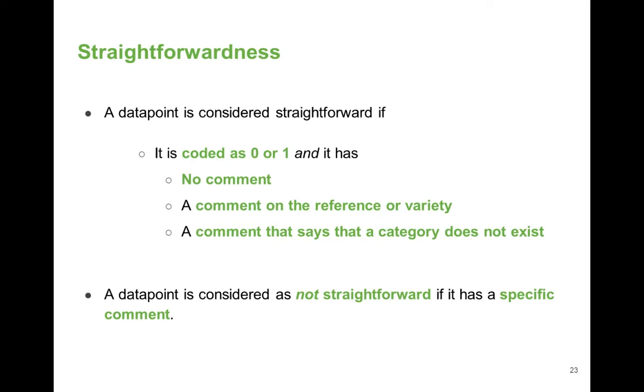To answer the first question, how straightforward the topic is to translate into typological values, we conceptualize straightforwardness as how comfortable a coder feels to code a feature based on the information in a grammar. More formally, we consider a data point straightforward if it is coded as a non-question mark and it has either no comment, a comment on the reference or variety, or a comment that says that it is logically deduced from another fact.